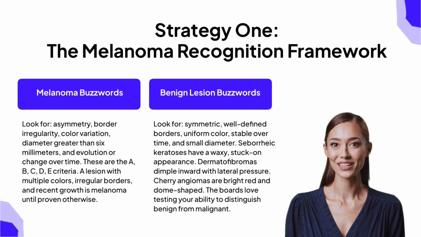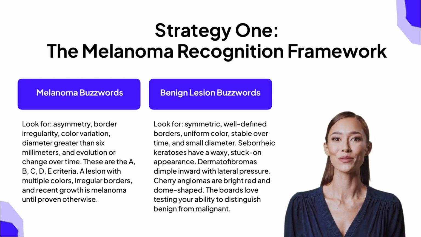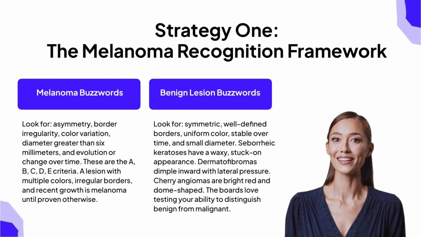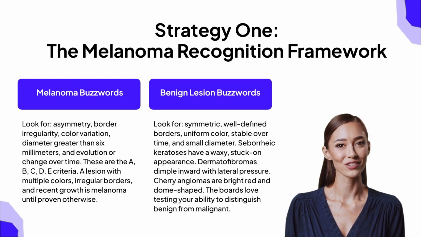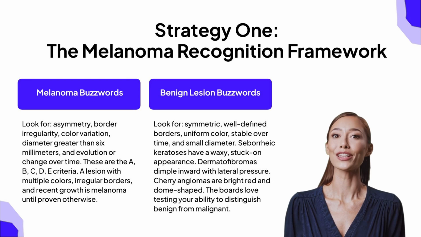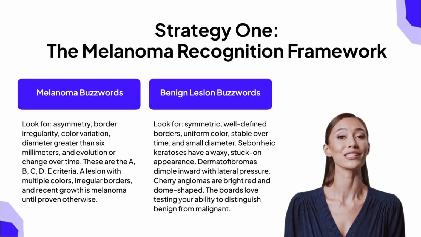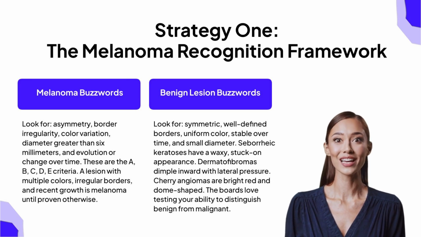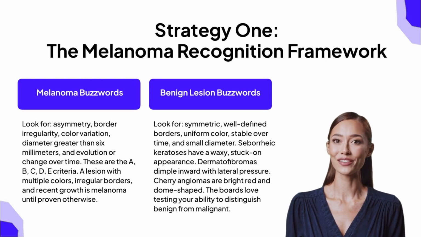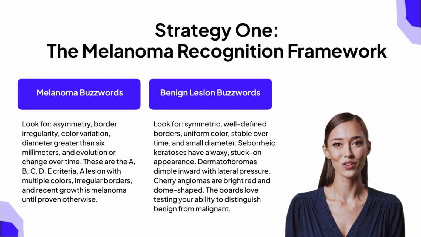Our first strategy is the melanoma recognition framework. When you see a question describing a skin lesion, immediately apply the ABCDE criteria. A stands for asymmetry, B stands for border irregularity, C stands for color variation, meaning multiple shades of brown, black, red, or blue within the same lesion. D stands for diameter greater than 6 millimeters. And E stands for evolution, meaning the lesion has changed over time in size, shape, or color.